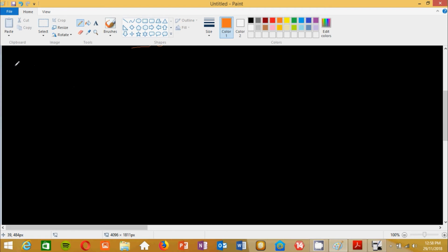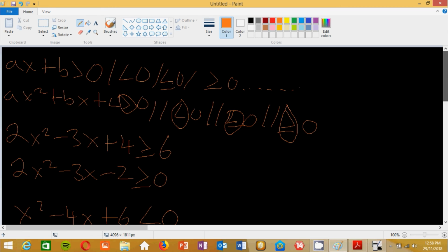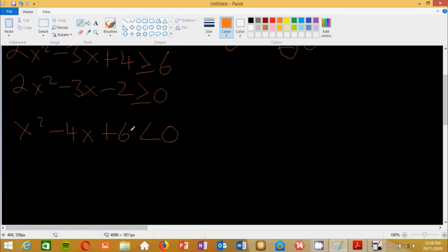Another example, x squared minus 4x plus 6 is less than 0. This is another quadratic inequality. We have a quadratic expression on one side of the inequality sign, and we have a 0 at the end, and so on and so forth. So you get the idea of quadratic inequality.